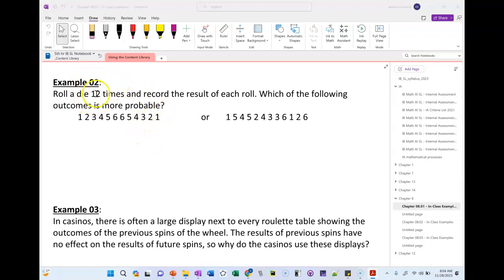How many outcomes are there of this situation of rolling a die 12 times? 6 to the 12th, right? There's 6 outcomes for each of the 12 rolls, so you have 6 times 6 times 6, 12 times. This is just one of those. If this was all ones and this was random, it's still the same probability of an outcome, right? Because it's just one outcome. Everybody's okay with that?